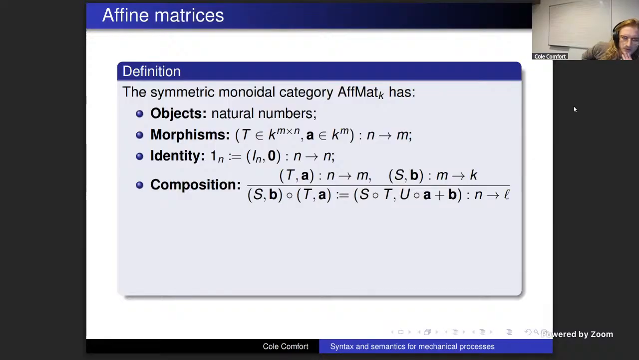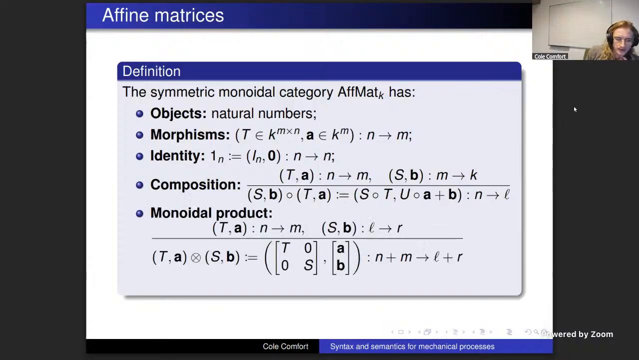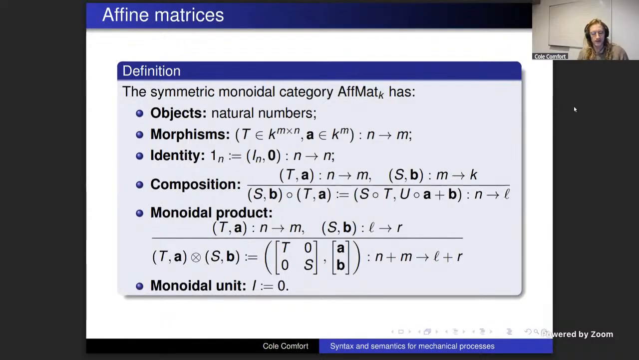You compose these affine matrices as follows. You take the two matrices and compose them together, and then you act on the first matrix with the affine shift of the second, and then you add b. This U should be an S. It's a monoidal category, so there's a monoidal product. Basically, this is the direct sum of matrices, and then you stack the vectors on top of each other. The monoidal unit is just the number 0.